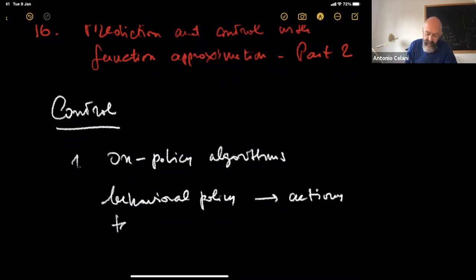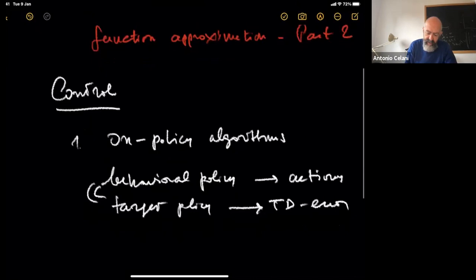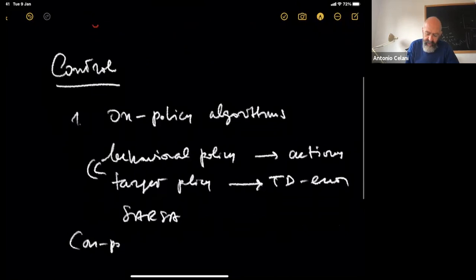And then there is a target policy, which produces estimates for the temporal difference error. In on-policy algorithms, these two things are the same. For instance, SARSA. SARSA is an on-policy tabular temporal difference algorithm. On-policy because of this equivalence between the behavioral policy and the target policy. Temporal difference because it uses temporal differences to construct the error and therefore the algorithm.